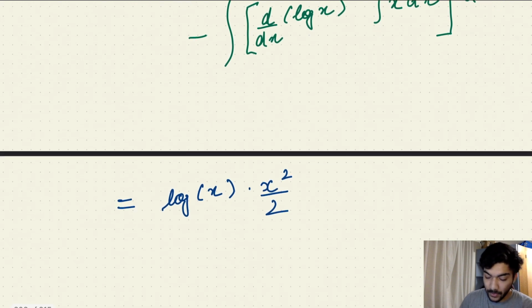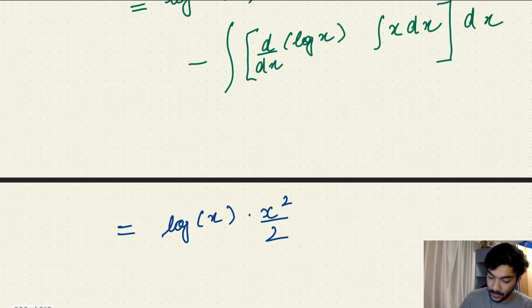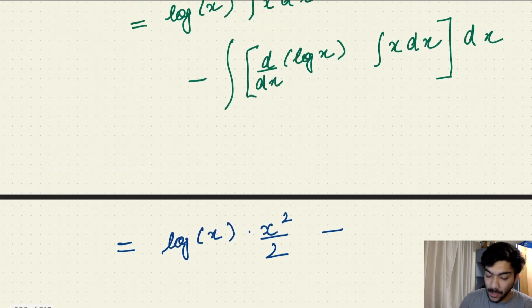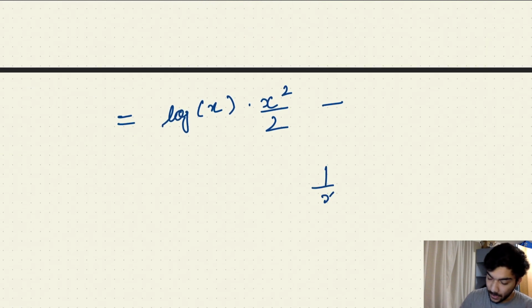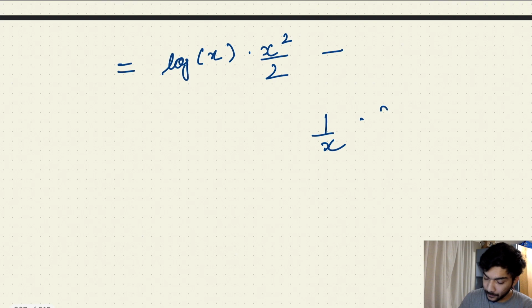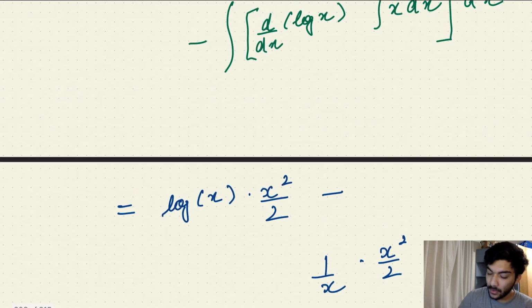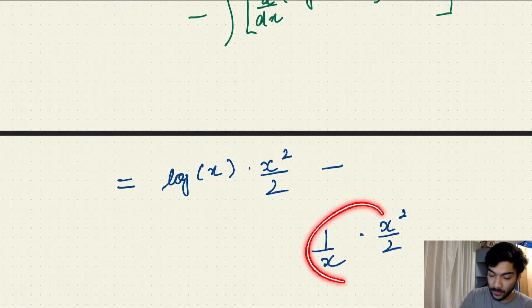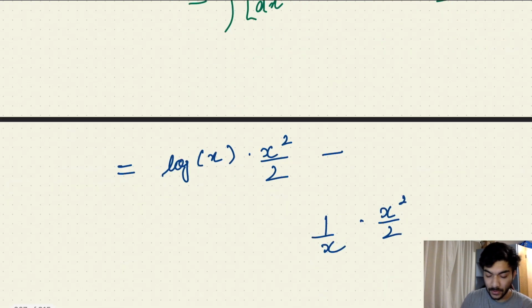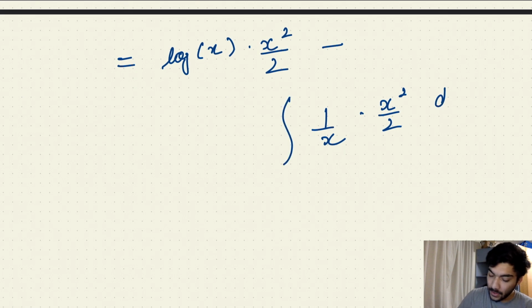So we are done with the first expression. Now let's calculate the second expression. So the second expression would be minus d by dx of log x, which is 1 by x. So it is 1 by x in this case times integral of x dx, which is x square by 2 again. So this is x square by 2, and then whatever expression we have over here, we take the integral of that whole expression over here, right?